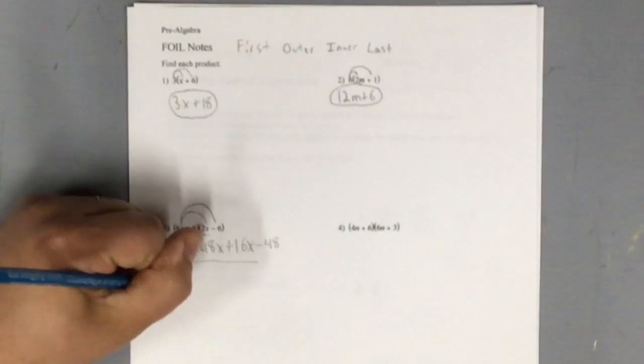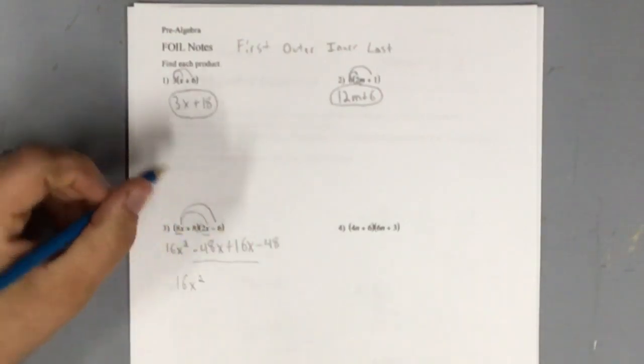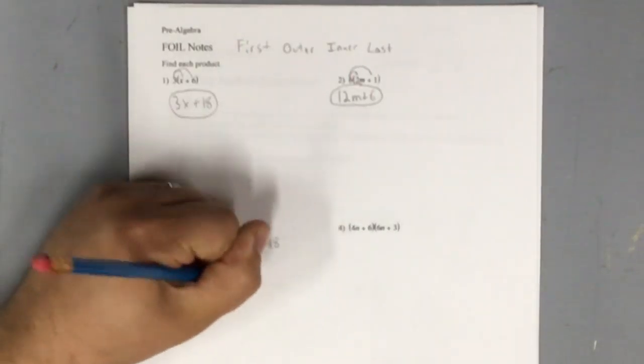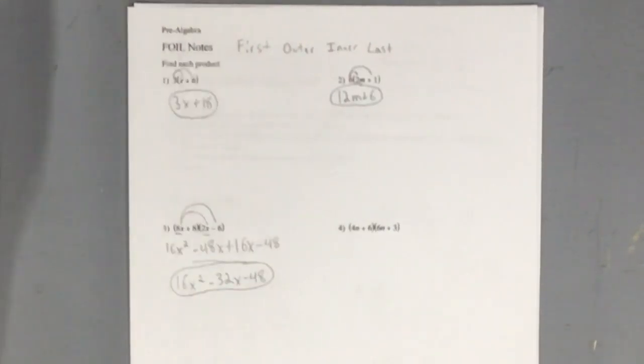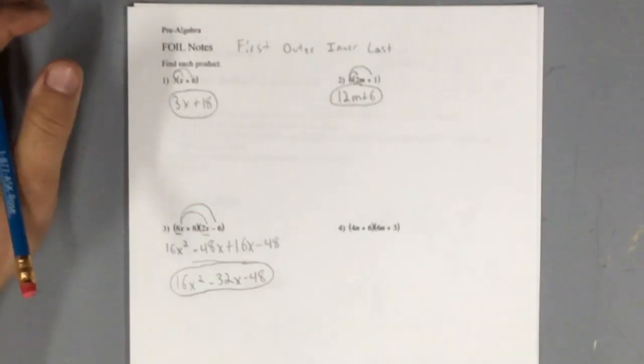So my final answer will be 16x squared, and then negative 48 plus 16 is going to make negative 32x, and then the minus 48 gets dropped down at the end. And I'm finished. That's going to be your final answer. It's multiply the sets and then combine the two numbers in the middle. Pretty much on every one of these problems, you'll be able to combine the two things in the middle.